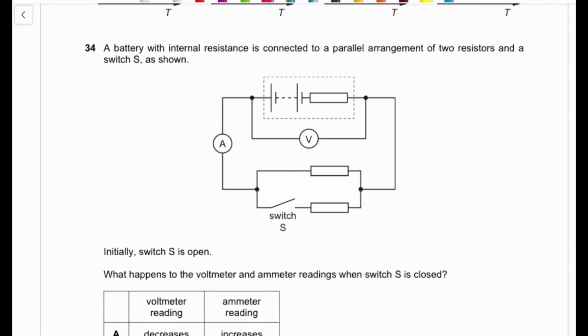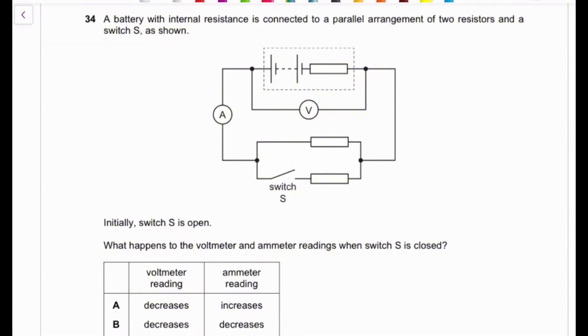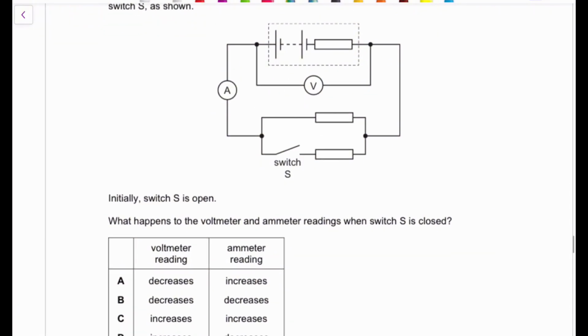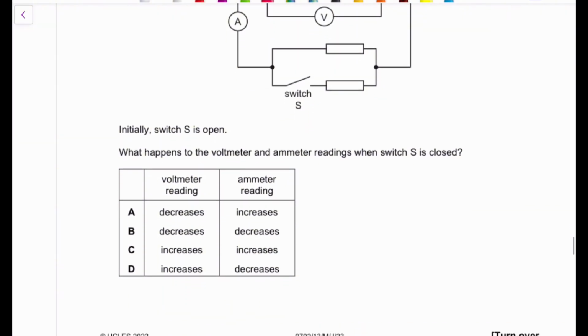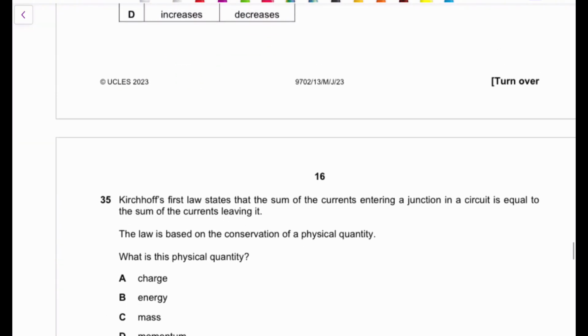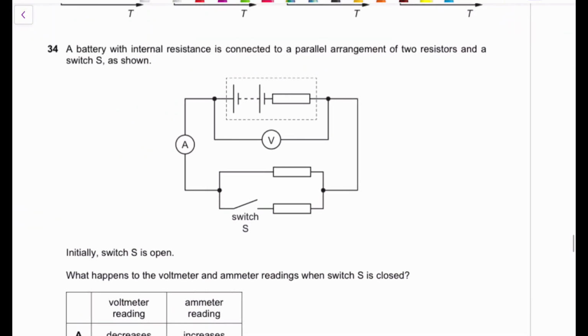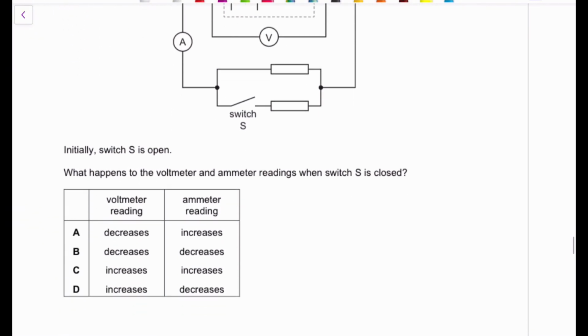34. We're given a battery with internal resistance that is connected to a parallel arrangement of two resistors and a switch as shown. What happens to the voltmeter and the ammeter reading? Basically, whenever you close the switch, let's close it like that, these two are going to be in parallel. So these two are in a parallel connection. So what's going to happen?